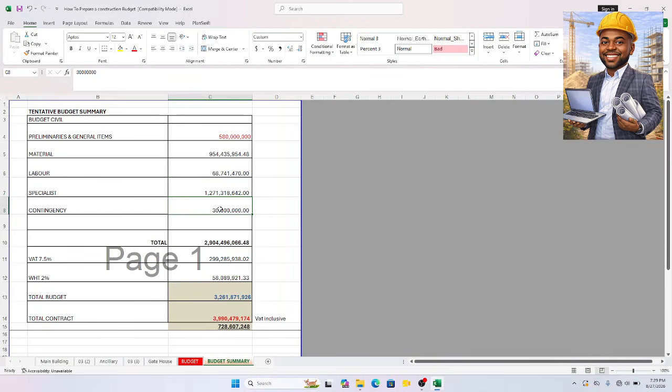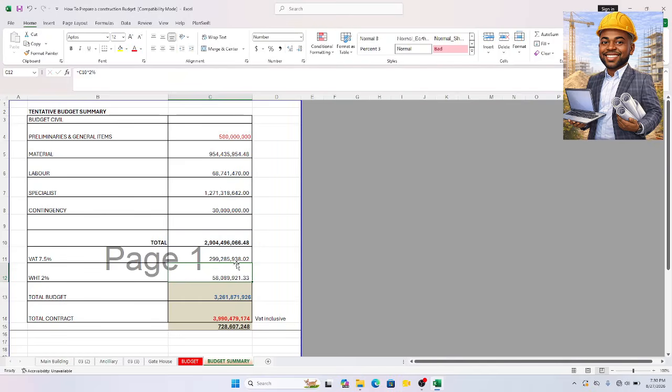And contingency. Right. You know, substructural works are usually provisional, so you allow for contingency, whatever amount you want to allow for contingency. This is the total, right? Then you add VAT, and then withholding tax.